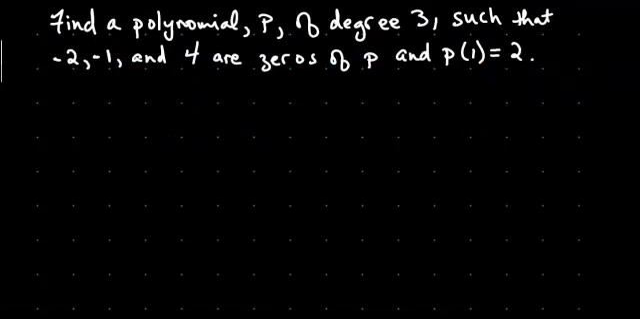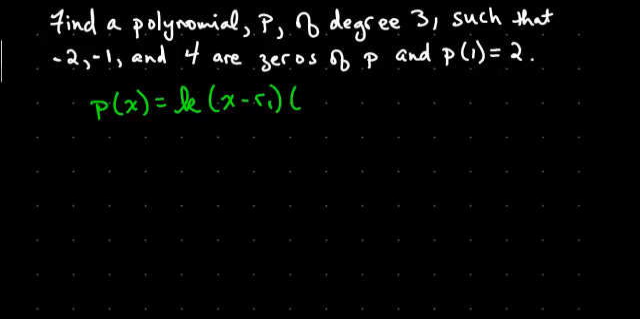Find a polynomial p of degree 3 such that negative 2, negative 1, and 4 are zeros of p, and p of 1 equals 2. Okay, so if you've done your reading, you should know that any polynomial of degree 3 can be written as p of x equals k times x minus r1 times x minus r2 times x minus r3. That is a polynomial of degree 3. All polynomials of degree 3 can be written in this manner where r1, r2, and r3 are the roots.